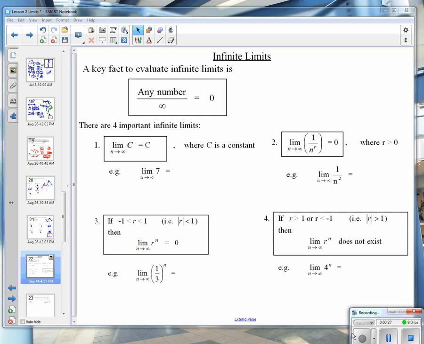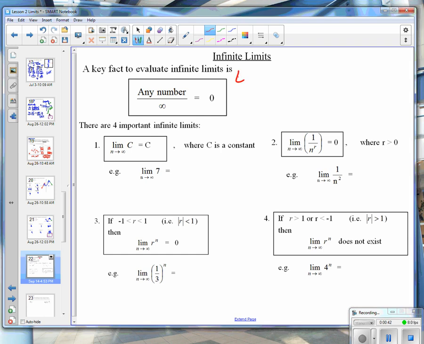As it says up here, a key fact to evaluate infinite limits is any number when we divide it by infinity is equal to 0. So that's kind of an identity that you can memorize, or you can think logically about it.